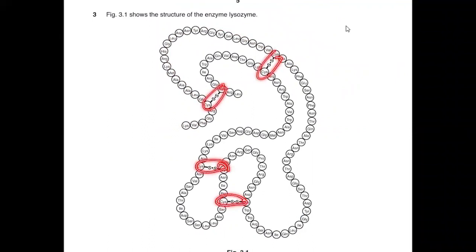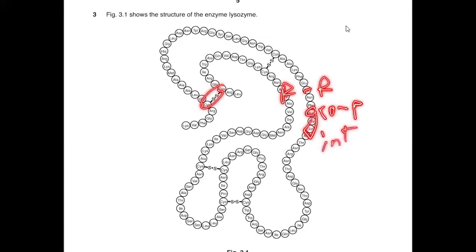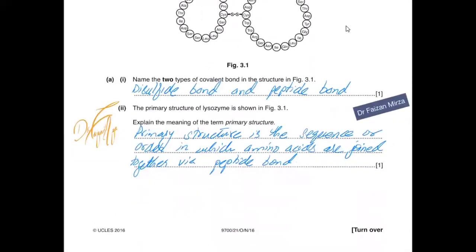The disulfide bonds will be there between two cysteine amino acids, because we know that's the only place where a disulfide bond is formed. Disulfide bond is a type of R group interaction, and among R group interactions, this disulfide bond is the strongest. Why is it the strongest? Because it is a pure covalent bond. The question now says name two types of covalent bonds shown in the structure, figure 3.1. So that's disulfide and peptide bond.